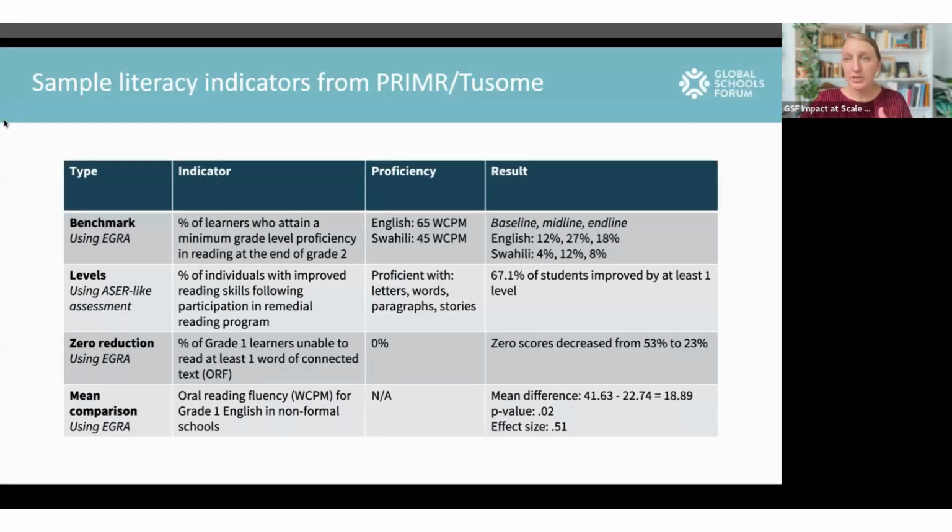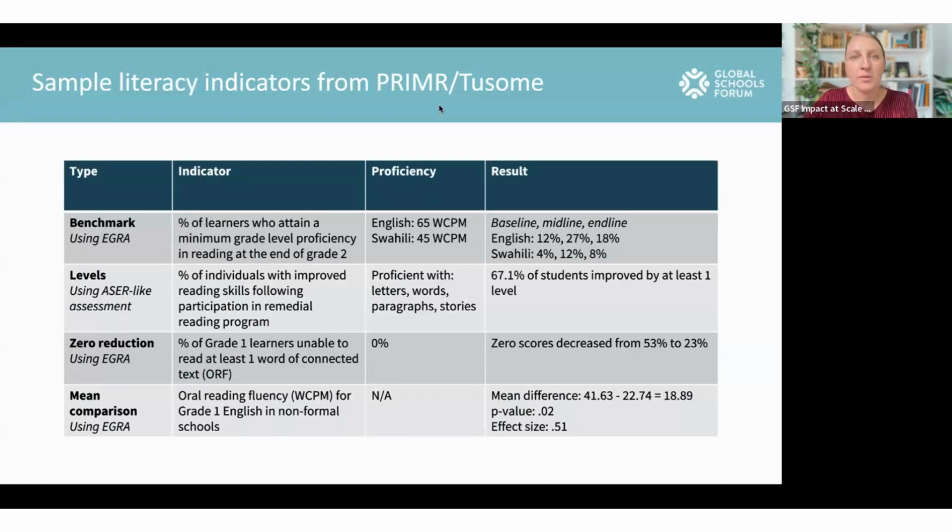There are a number of different types of indicators that we can get from reading and math assessments. These are all examples from the PRIMR project, which was the RCT that preceded TUSOME in Kenya, as well as the national rollout. So these are all reading indicator examples, but you could have similar ones for math.